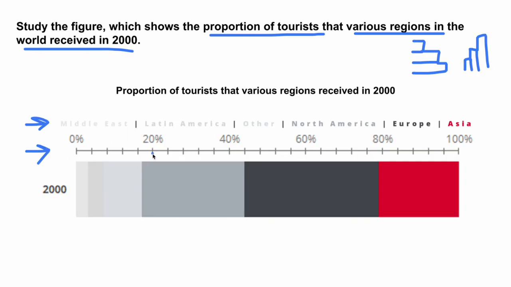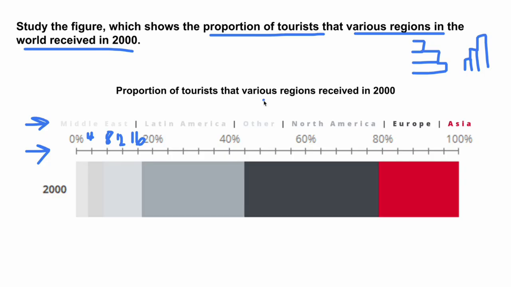For the scale, we look at this. 20% is divided into 5 parts, which means this is 0, 4, 8, 12, 16, and 20%. So this is how we read it in intervals of 4%.